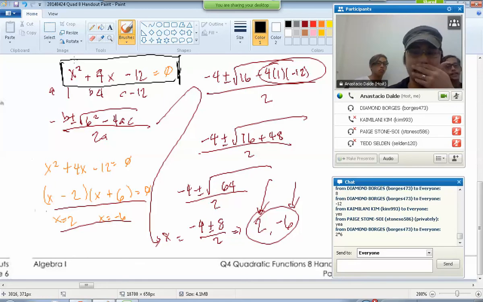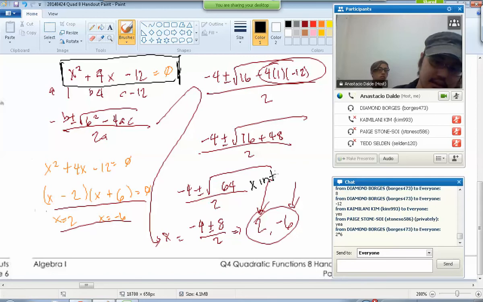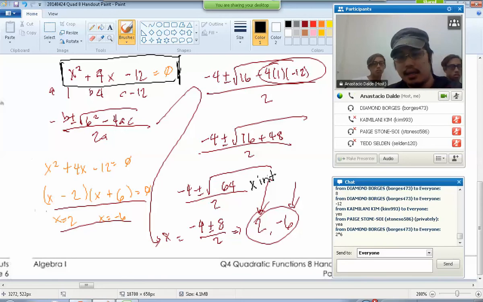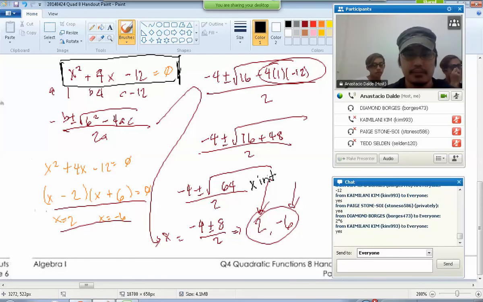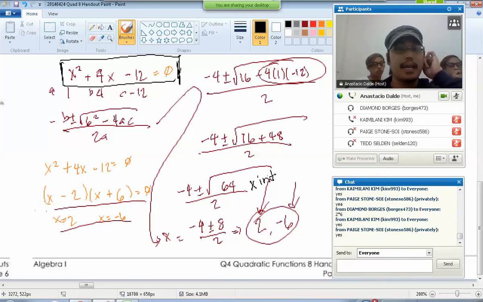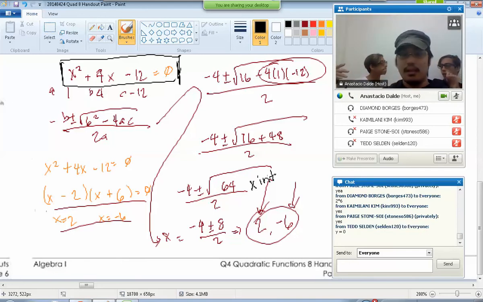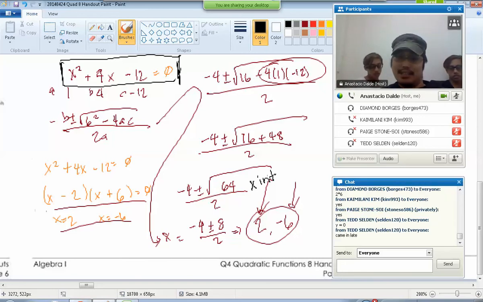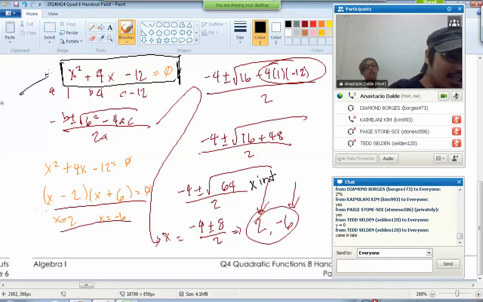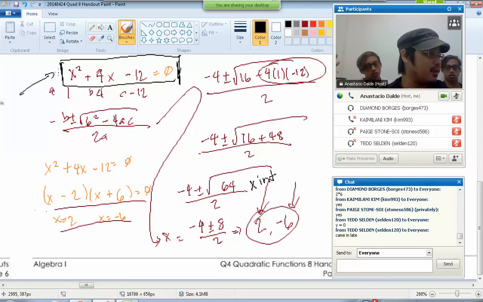From this, this gives us our x-intercepts. It tells us that the graph crosses the x-axis at 2 and negative 6. We cool with that? Kimilani? Paige, we good? And how did we get that x-intercept? If you want to get the x-intercepts, you set y equal to zero. There we go, Ted. I didn't even know you were in the class. That's awesome. Yes, exactly. If you want to get the x-intercept, you set y equal to zero. If you want to get the y-intercept, you set x equal to zero. And if we set x equal to zero in this equation up here, you'll have zero plus zero minus 12. So what is your y-intercept?